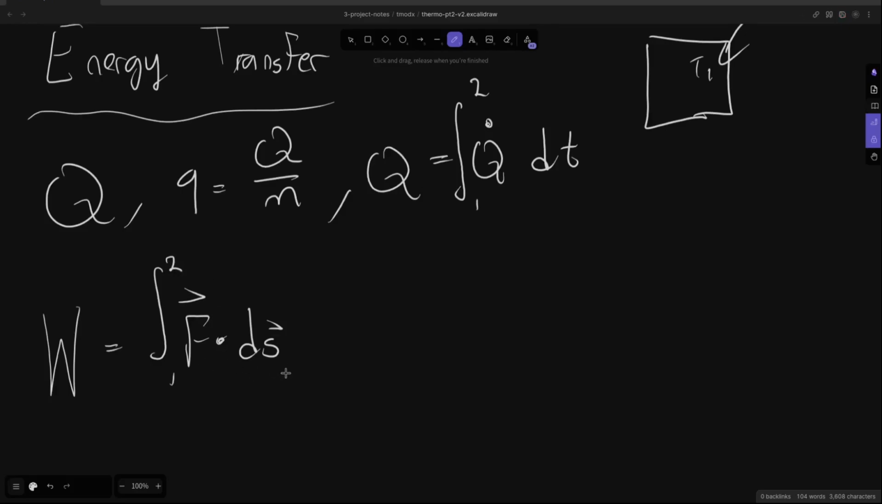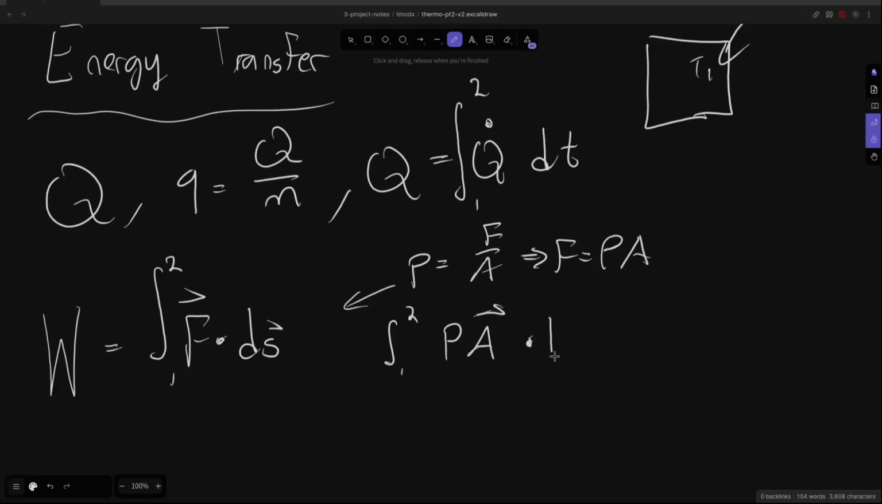Now, one way you can rewrite this, and it'll be pretty useful, is that we have force and we have a ds. But a lot of times, because pressure is a property, pressure is usually something we have pretty good access to. And remember that pressure is force over area, which means that we can get force as pressure times area, right? So if we plug this in right here, we can get the integral from 1 to 2 of pressure times area, with a vector somewhere in there, dotted with ds. Then this area and this length: our force is acting on an area, and this is moving at some length, ds right here. So this is ds, and this right here is our area.